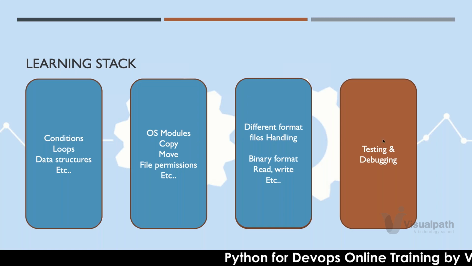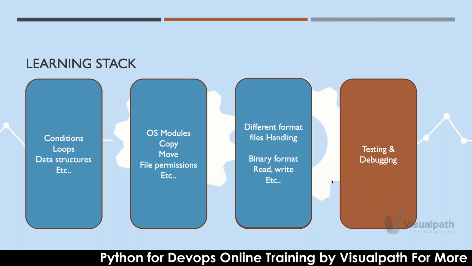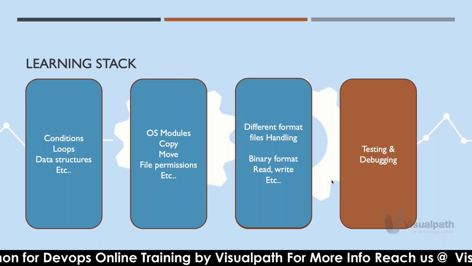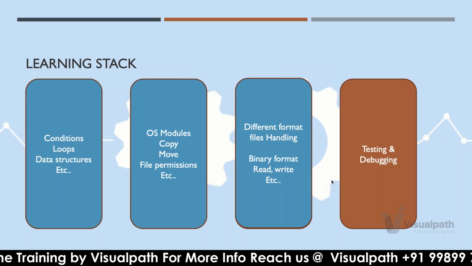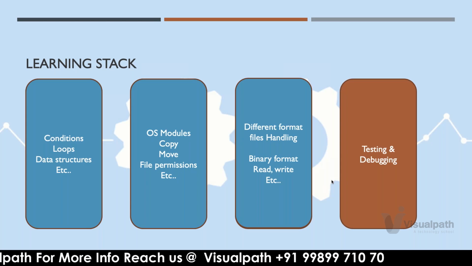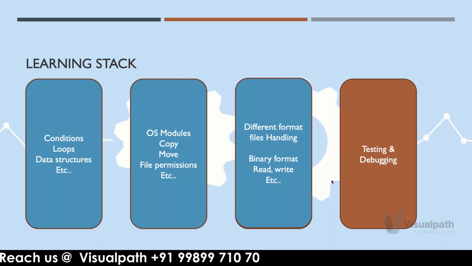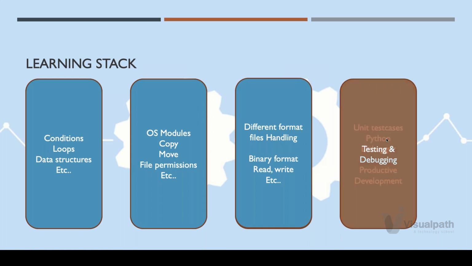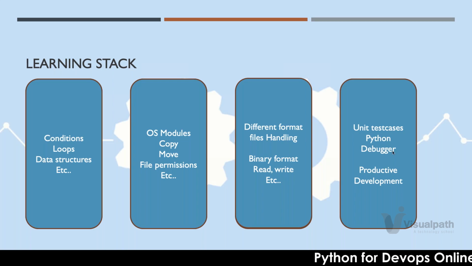Here, testing and debugging: when we say we have developed some automation, how do you test that automation? That is very important. And when you are developing some code, how do you debug that code? That is also important. So these two scenarios we will also learn at the testing and debugging stage.